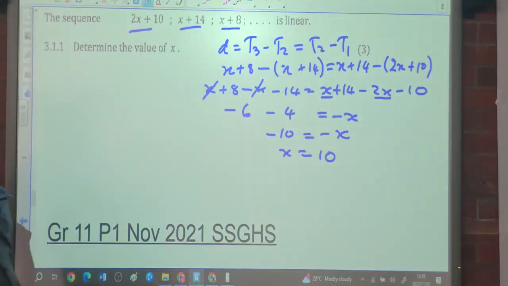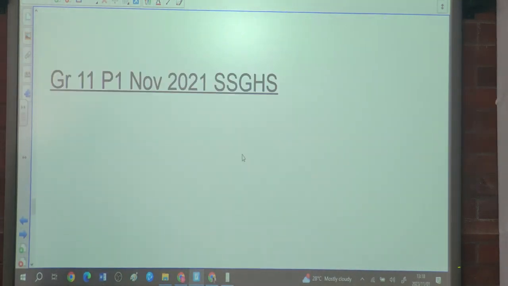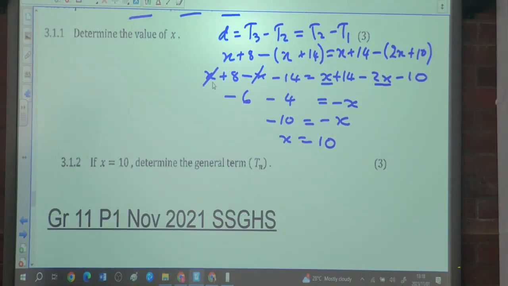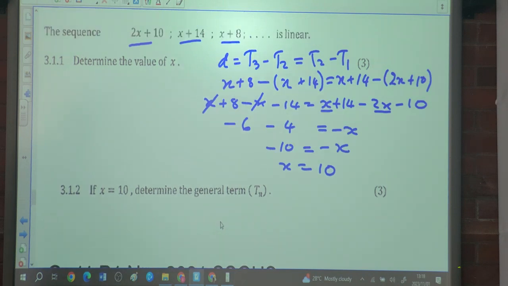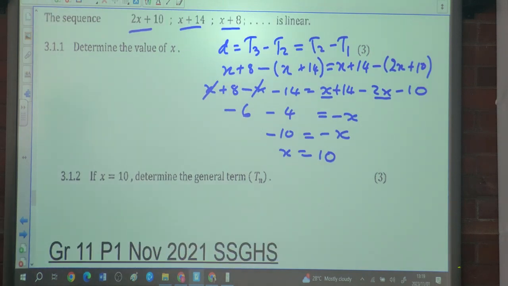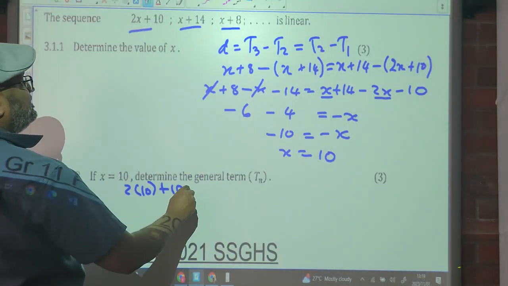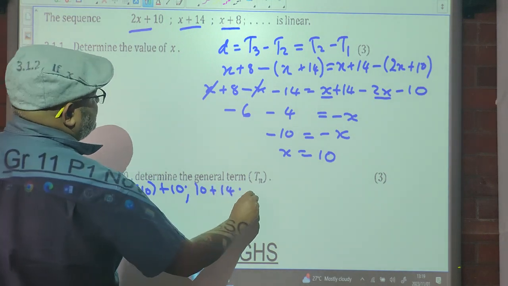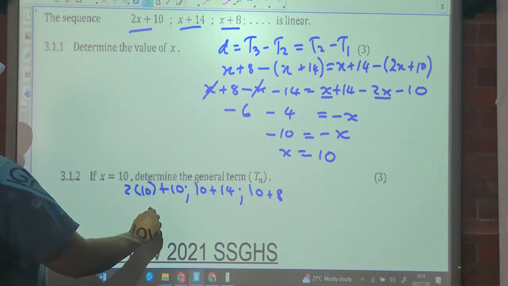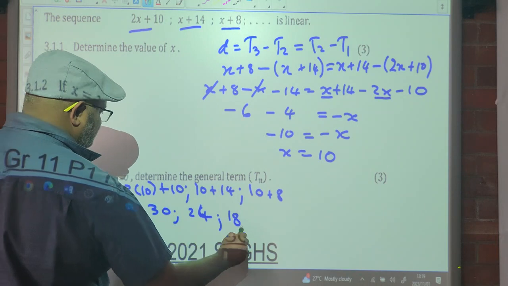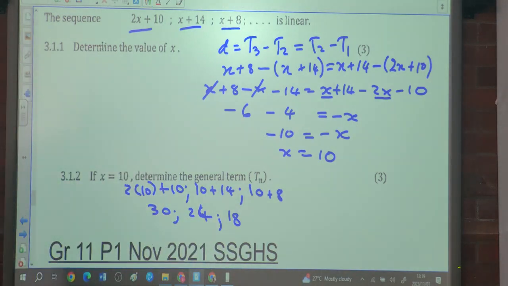Is that correct? x is equal to 10. The question then says if x is equal to 10, which now confirms my previous calculation, determine the general term. So if x is equal to 10, then the first term is going to be 2 times 10 plus 10, then 10 plus 14, 10 plus 8. It's going to be 30, 24 and 18. Those of course are now the first 3 terms of the sequence.